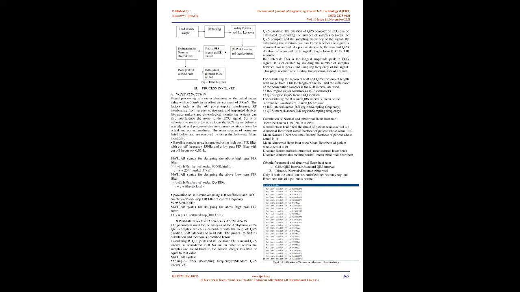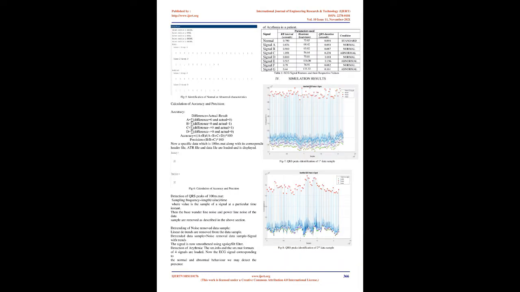3. Process involved. A. Noise reduction. Signal processing is a major challenge as the actual signal value will be 0.5 mV in an offset environment of 300 mV. Factors such as AC power supply interference, RF interference from surgery equipment, and implanted devices like pacemakers and physiological monitoring systems can also add noise to the ECG signal. So, it is important to remove the noise from the ECG signal before it is analyzed and processed, else it may cause deviations from the actual and correct readings.